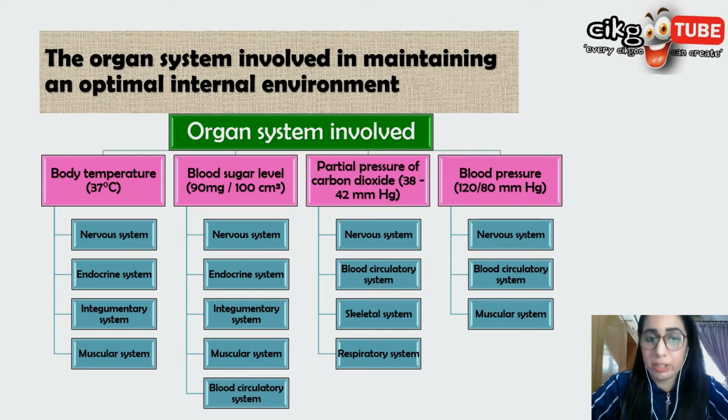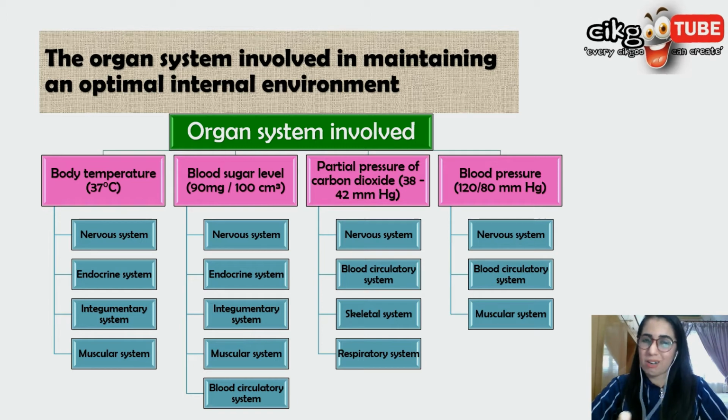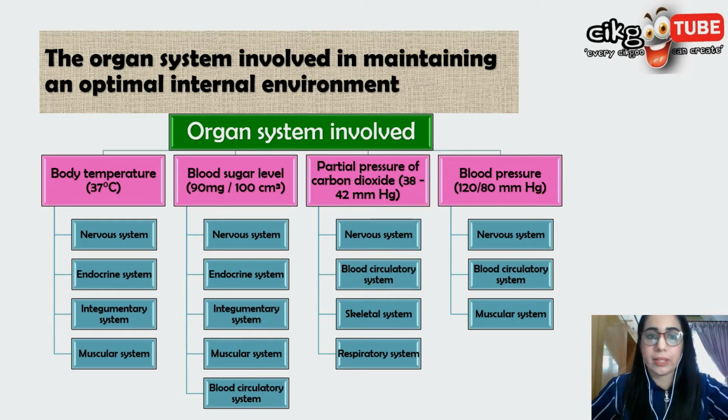The nervous, endocrine, integumentary, muscular, and blood circulatory systems are involved in regulating the blood sugar level. The nervous system, blood circulatory system, skeletal system, and respiratory system regulate the partial pressure of carbon dioxide. The nervous, circulatory, and muscular systems help regulate blood pressure. Normal blood pressure is around 120/80 millimeters of mercury.